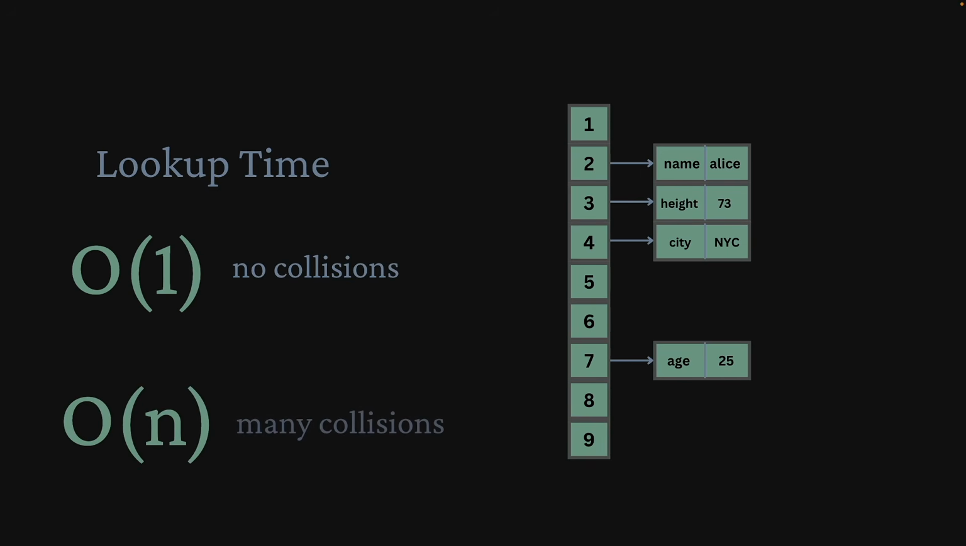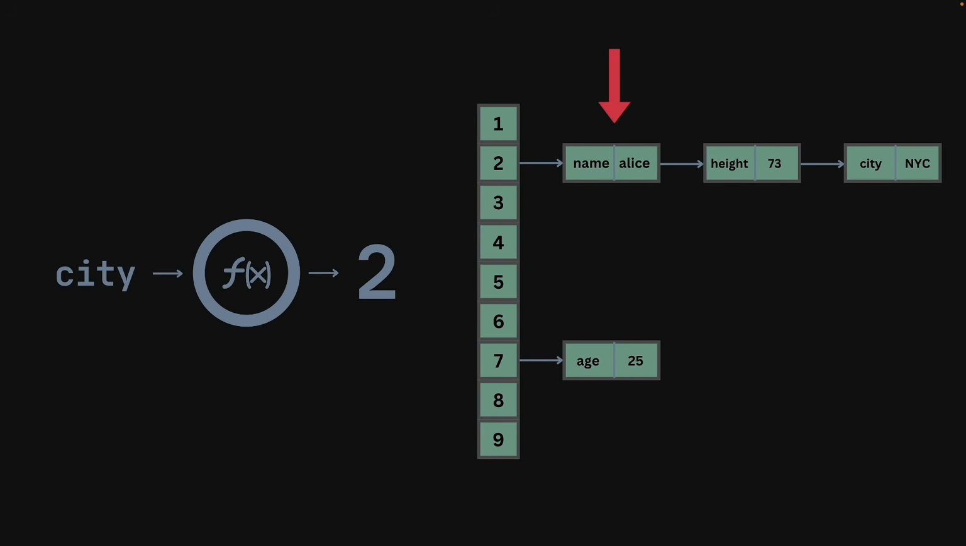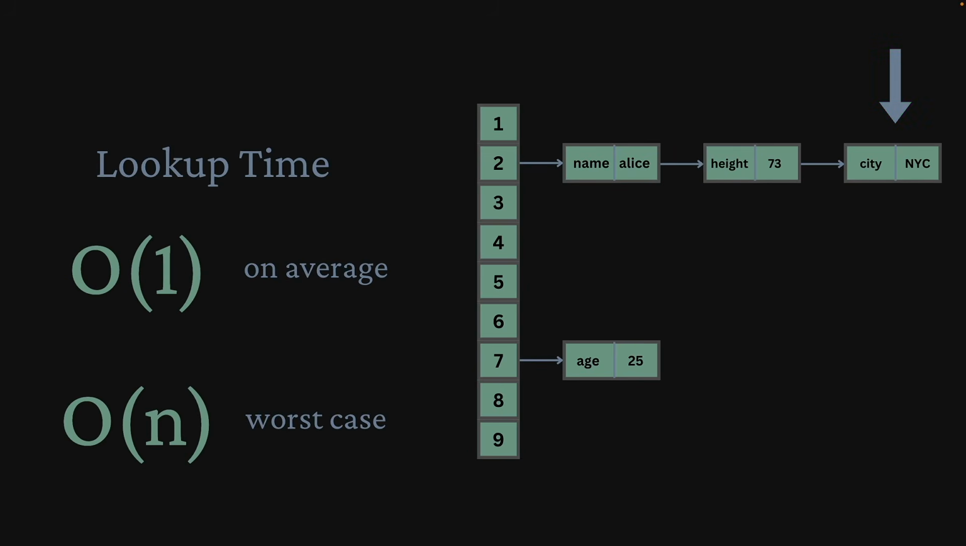If we have no collisions, we get constant time. But if we have many collisions, we get linear time, since we have to loop through n elements to find the correct value. The result is the same if we use chaining. If our hash function returns 2 for city again, we have to loop through the linked list until we find the value associated with the key we're looking for, which degrades our lookup time to big O of n.